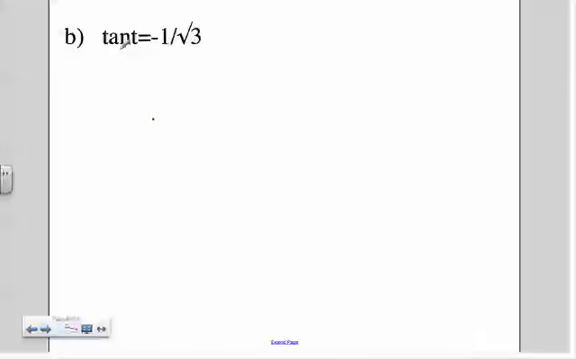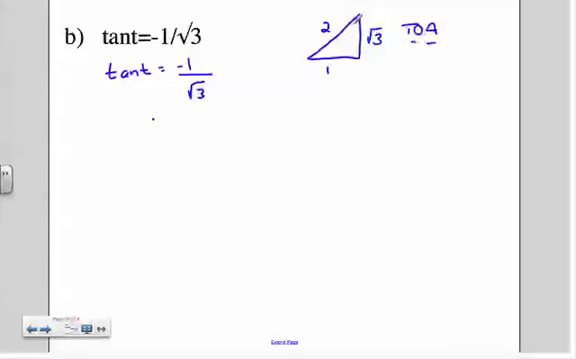For the last example, I have tan of t equals -1 over root 3, and it looks a little bit different or weird because of how I had to type it in, but that's really what I have. Now, hopefully 1 over root 3 makes you think of this triangle, and tan is TOA, opposite over adjacent, so it has something to do with my 30 degrees. I'm going to go to the CAST rule to figure out where this could be.